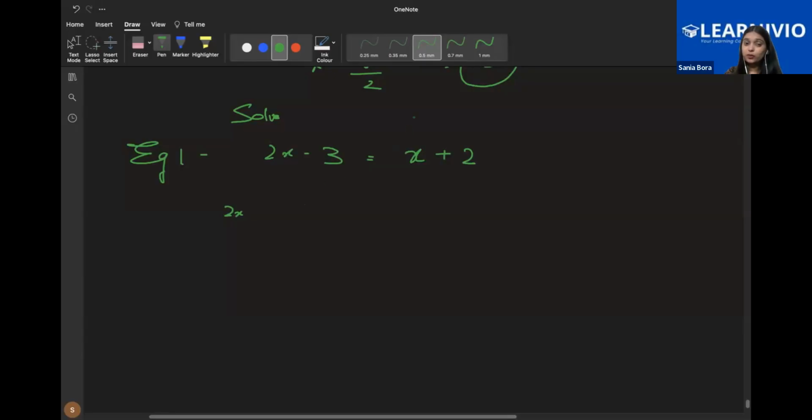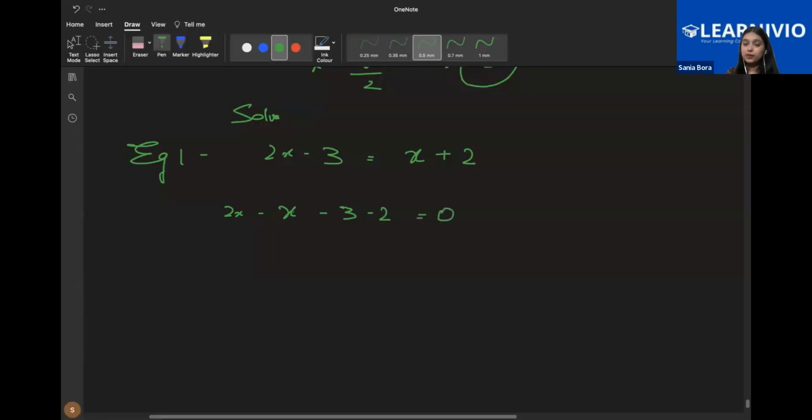If you'll shift any number from right hand side to left hand side, so this is positive. So it will be minus x. And then minus 3 is already here. This 2 will come this side, plus 2. No, minus 2, sorry.